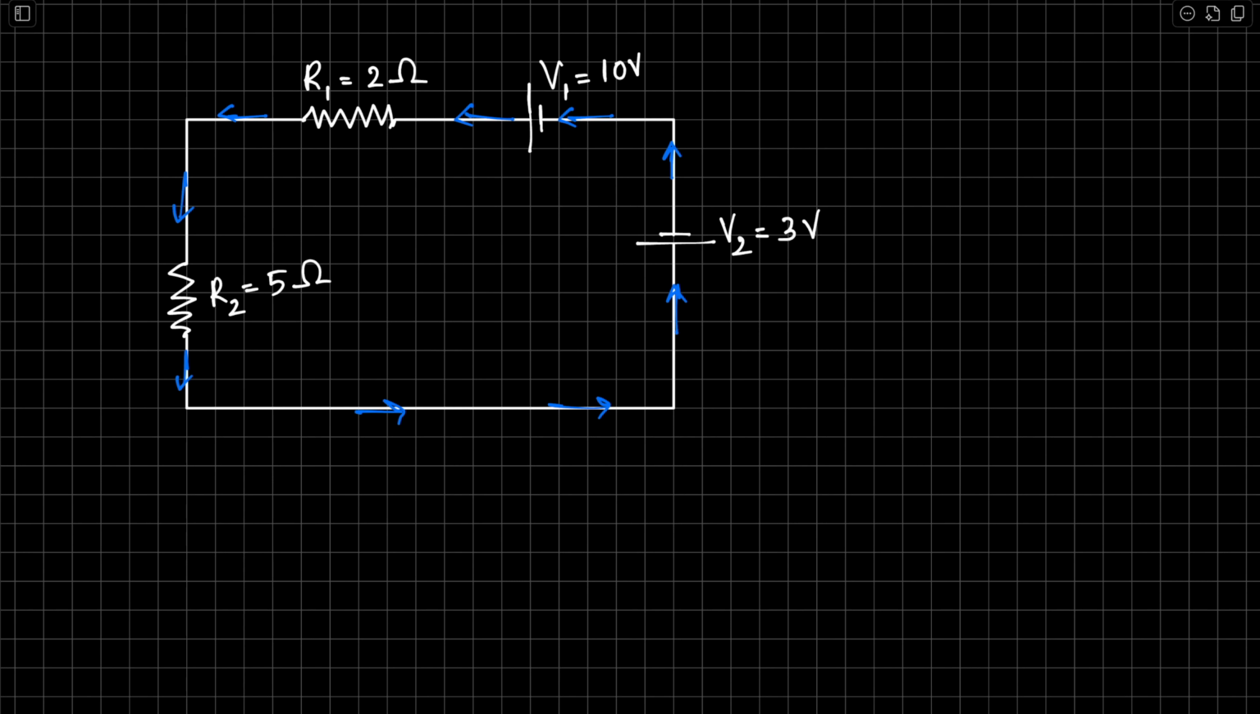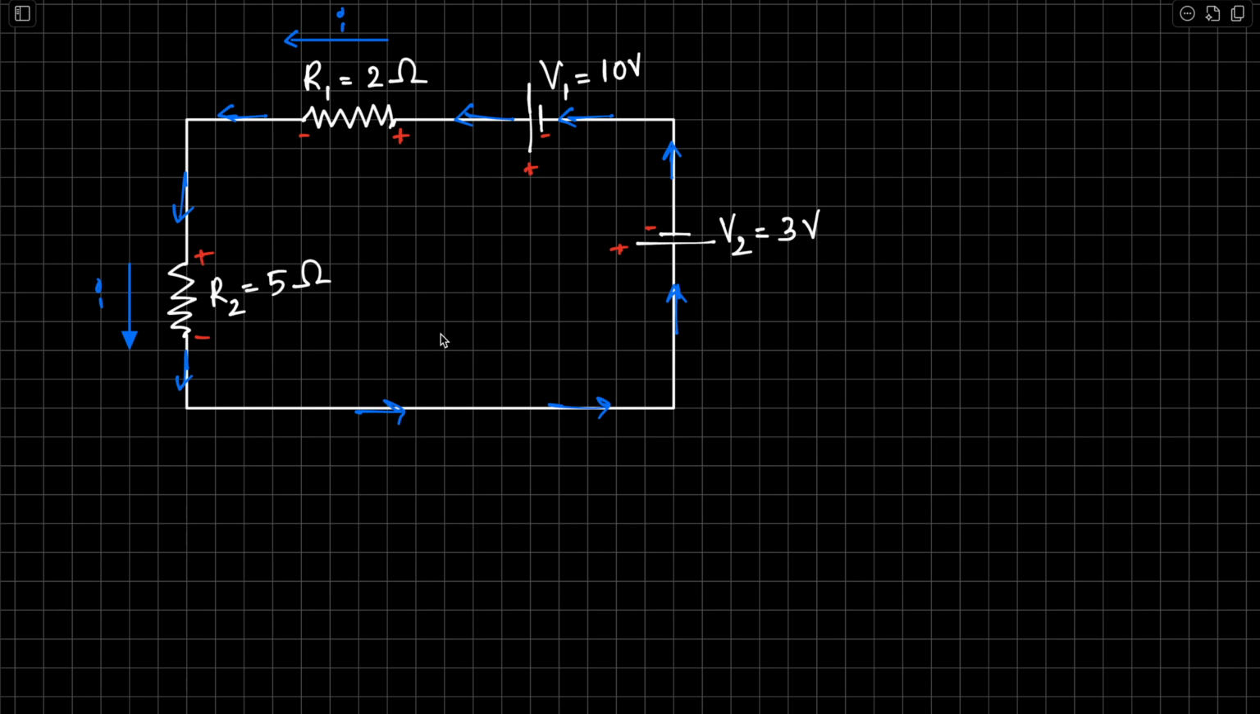Now the second step is to mark the signs on the components. For the battery, it's easy. This is plus, this is minus. This is plus, this is minus. Now, for R1, current is from right to left, so right is positive, left is negative. For R2, current is downwards. That's the direction of the current. So this should be plus, this should be minus. That's how we assign the signs on the components.